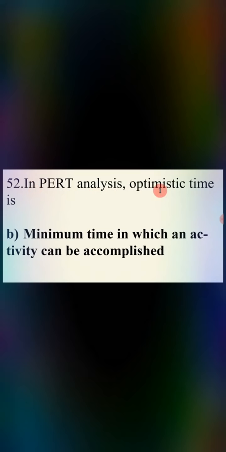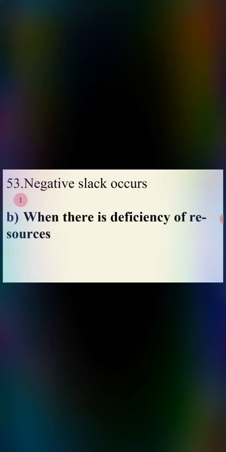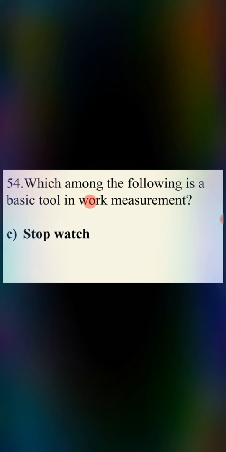In PERT analysis, optimistic time is the minimum time in which an activity can be accomplished. Negative slack occurs when there is a deficiency of resources. So deficiency of resources is called negative slack.